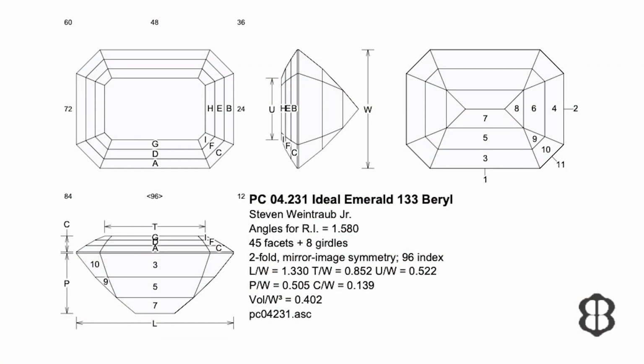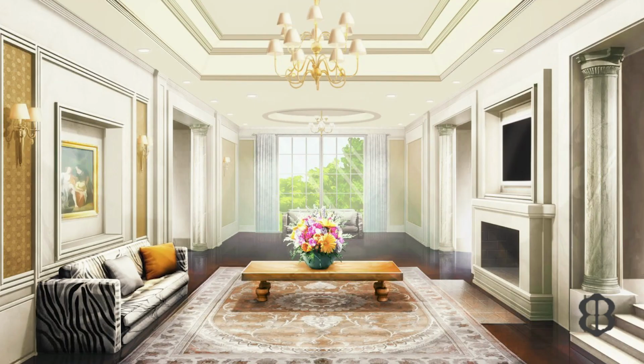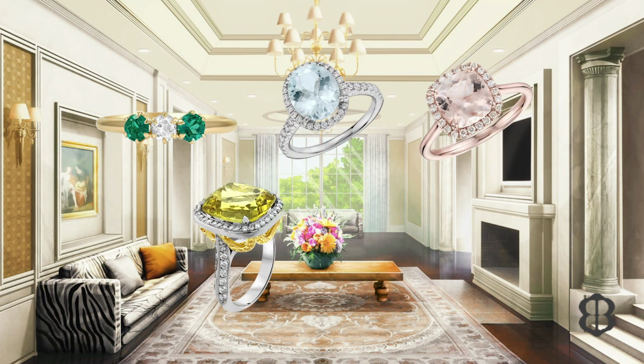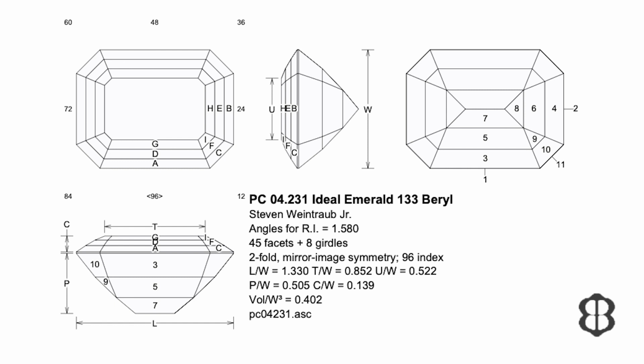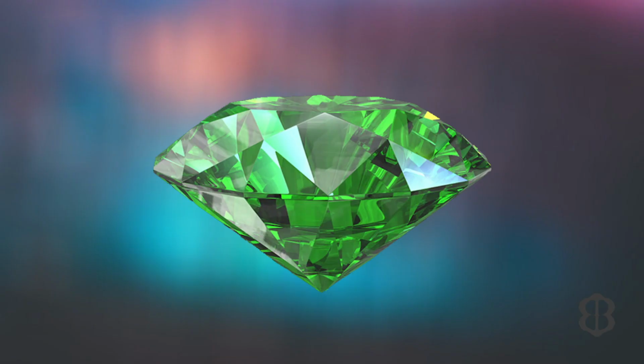If you look at the gem faceting diagram here, which was created for beryl, and emerald is part of the beryl family, along with aquamarine, morganite, heliodor, goshenite, and bixbyite. This diagram is set up to take advantage of the unique refractive index of beryl, which is between 1.564 and 1.596. So in other words, if this diagram is used on beryl, light will pass through the top of the stone, hit a facet in the bottom of the stone, and be reflected back out the top of the stone into your eyes with a sparkle.